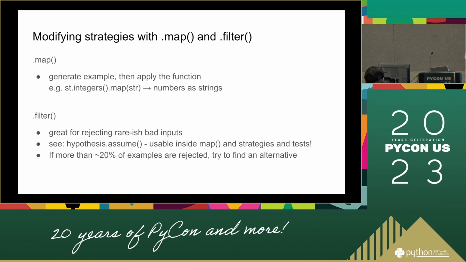And filter, conversely, lets you reject weird or bad inputs. The idea is you can provide a function which returns False or a falsy value if the example that was drawn is one that you don't want to test. So for example, you might say, I want integers but not 0 because I'm testing division. So you could write integers.filter(lambda x: x != 0). And that would give you random examples, but rejecting those that didn't match.